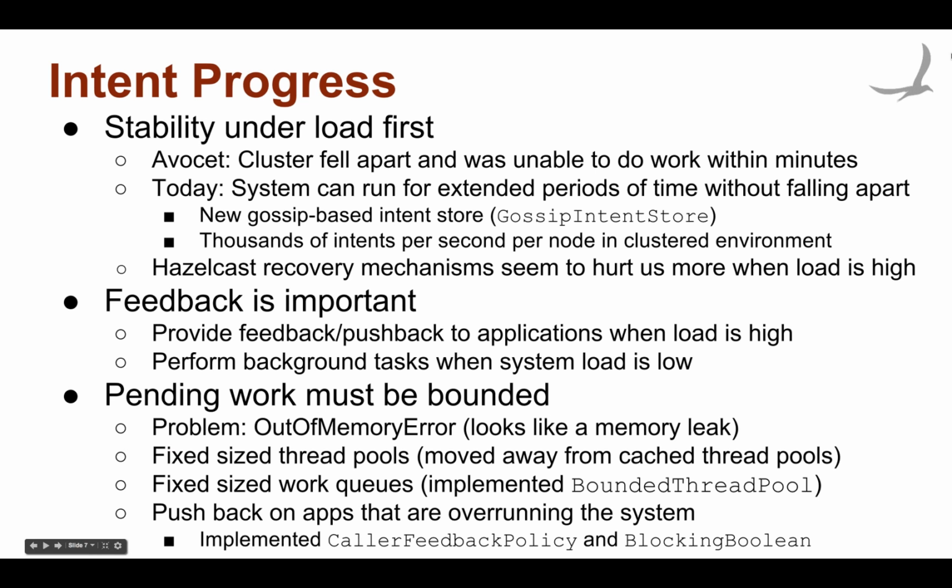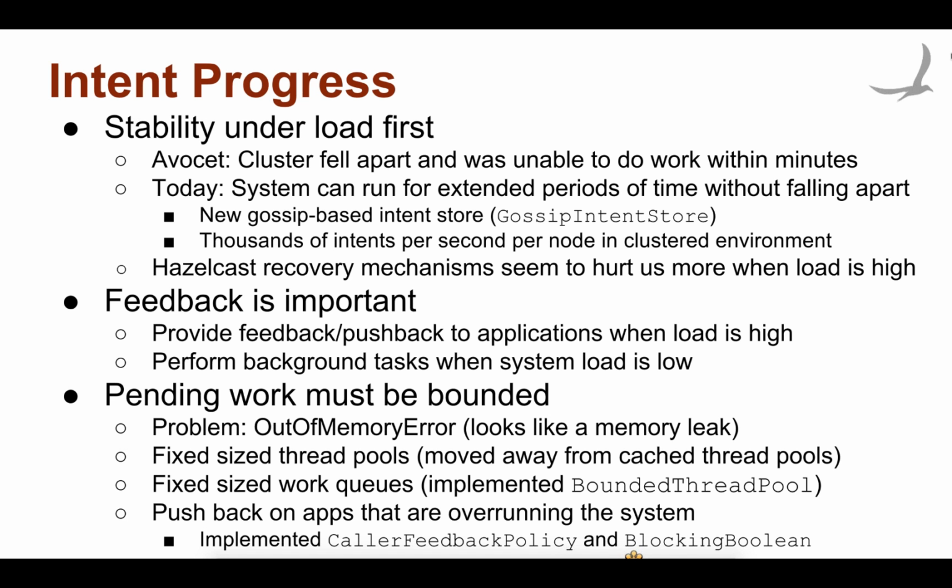There are 3 big themes that we've learned in our diagnosis of the performance problems that we were seeing when we first started. The first thing is, before you can do anything, you need to have stability under load. One of the things we realized is that the code that we shipped with Avocet, when we initially completed the rebuilding of the intent framework, would fall apart very quickly if you put the system under load. And once it falls apart, it's unable to do work, and it's unclear when or if it will recover.